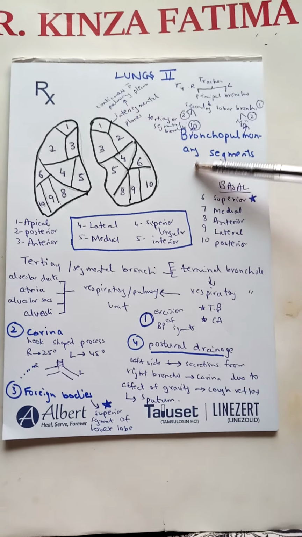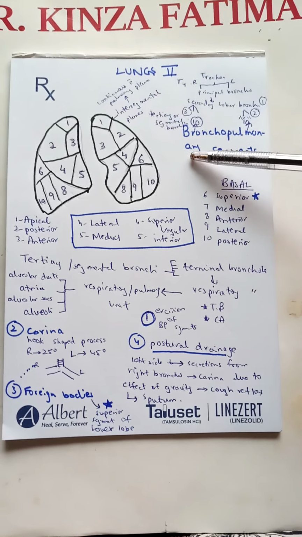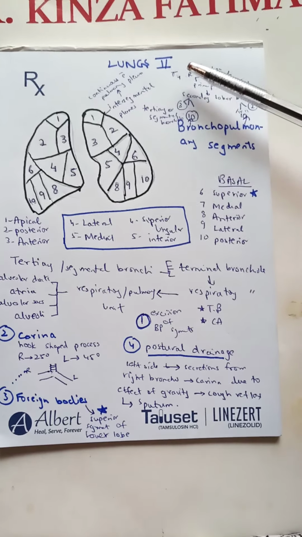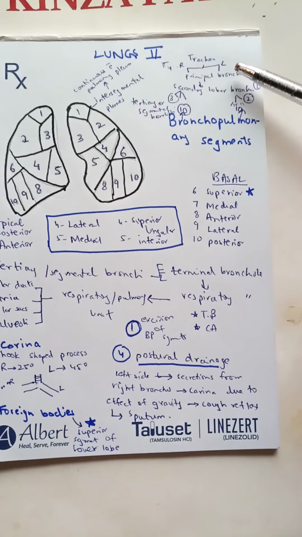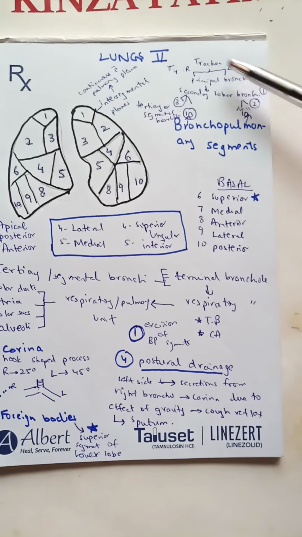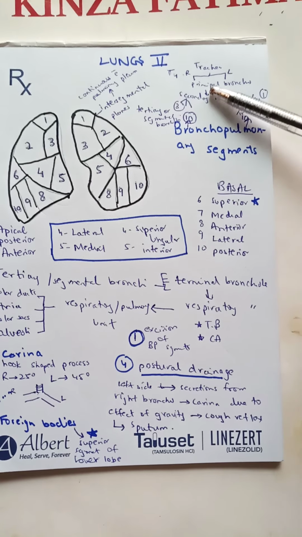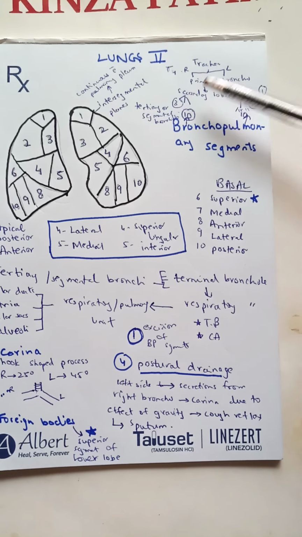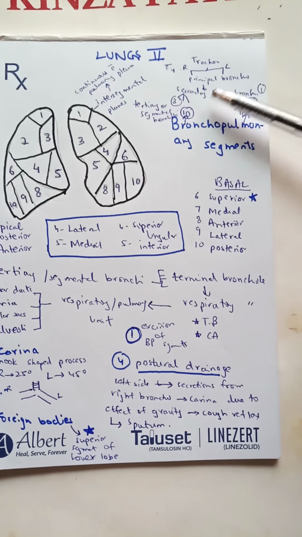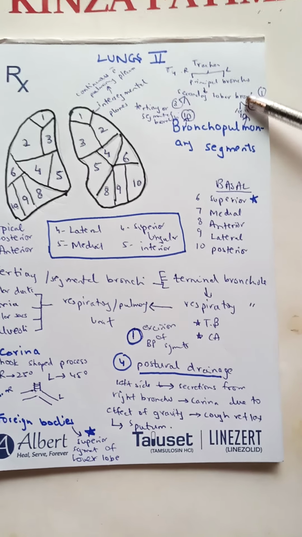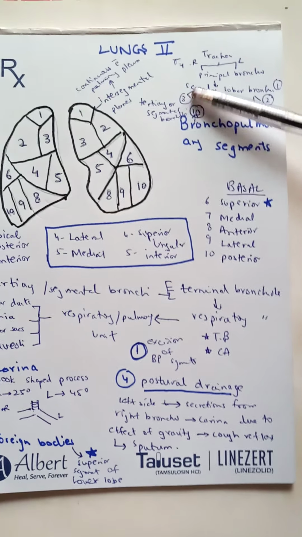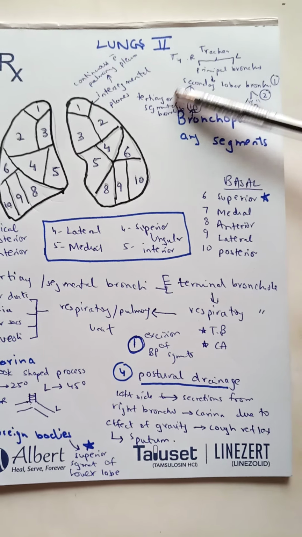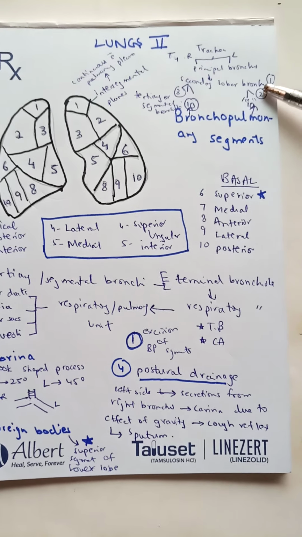Now we are discussing the lungs part 2, in which we will discuss first of all the bronchopulmonary segments. The bronchopulmonary segments are explained likewise. When the trachea bifurcates at the level of T4, it divides into the right and left principal bronchus or the primary bronchus. Then they divide, one on each side, into secondary lobar bronchi, and secondary lobar bronchi further divide 3 times in the right lung and 2 times in the left lung.